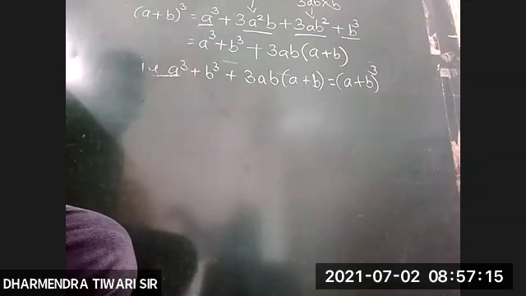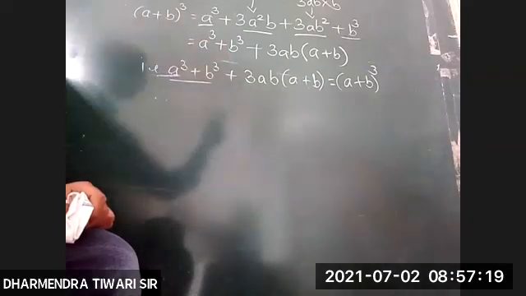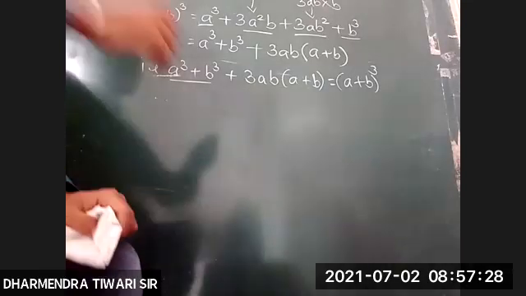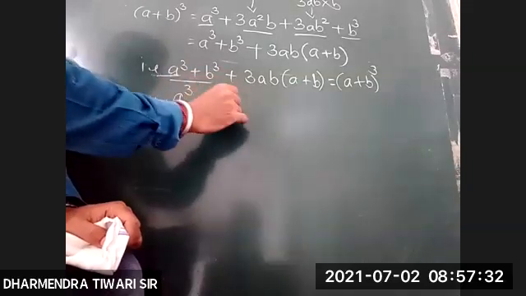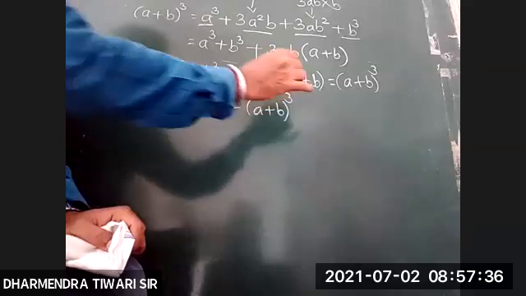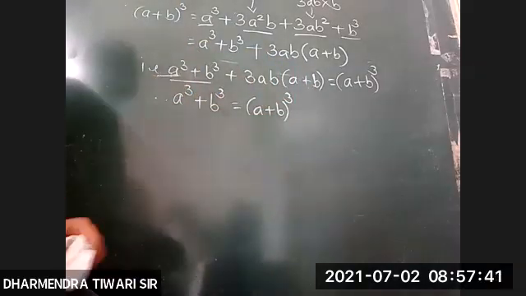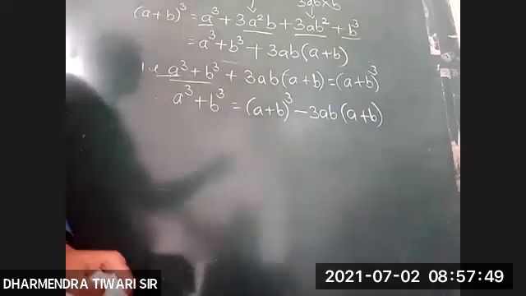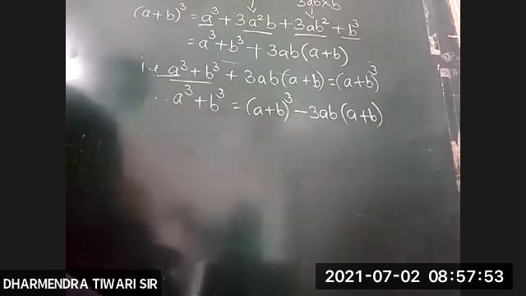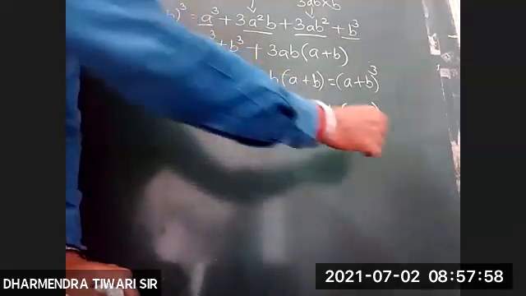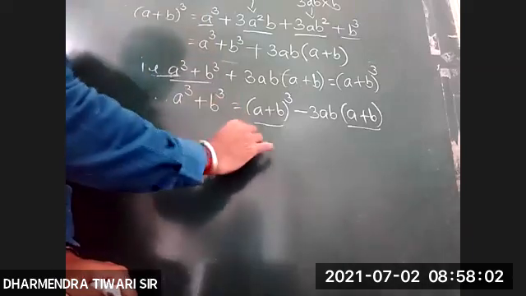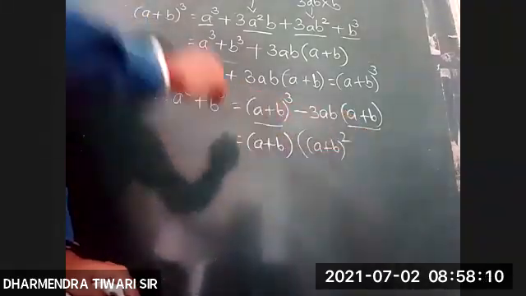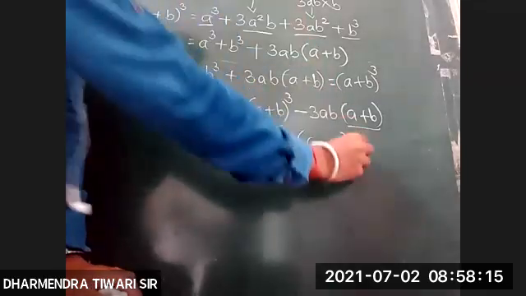So this is clear. Now, we want the formula for a cube plus b cube, so keeping this on one side and taking the rest of the terms to the other side, you can write a cube plus b cube is equal to a plus b the whole cube, minus 3ab into a plus b. It takes a negative sign. Hope this is clear. Now, our observation is that a plus b is present in both the terms, so we can take a plus b common. In the bracket, what remains is a plus b the whole square, minus 3ab.